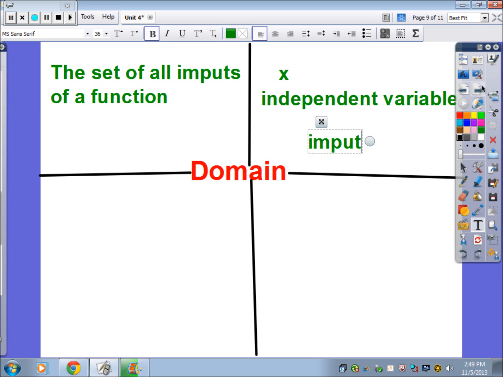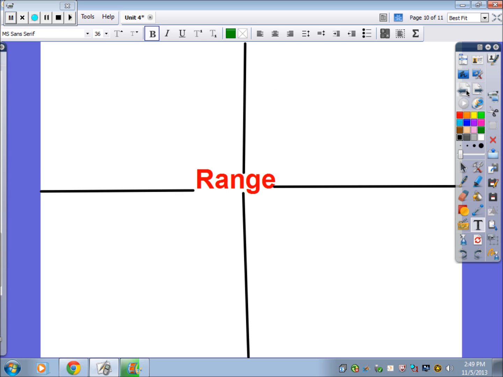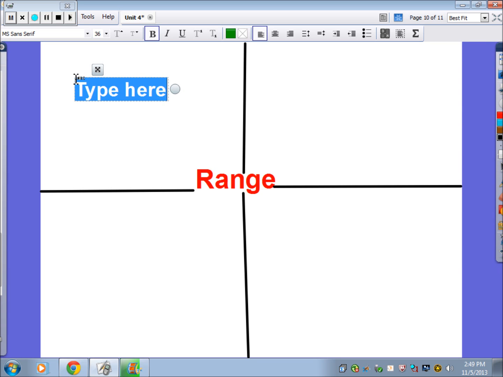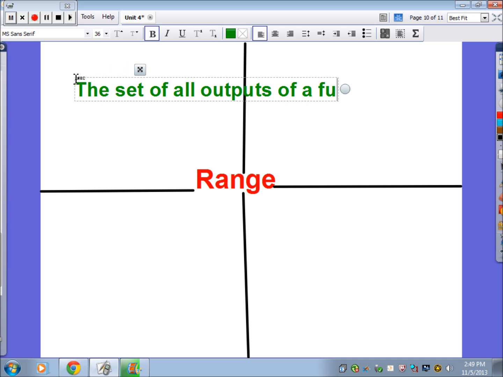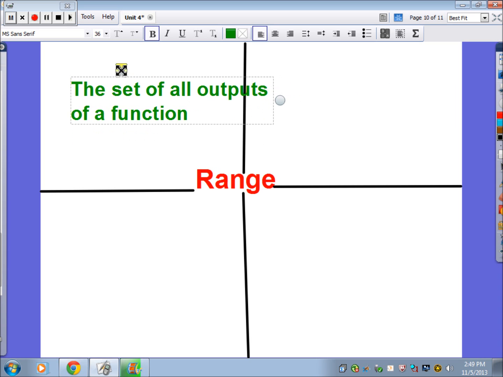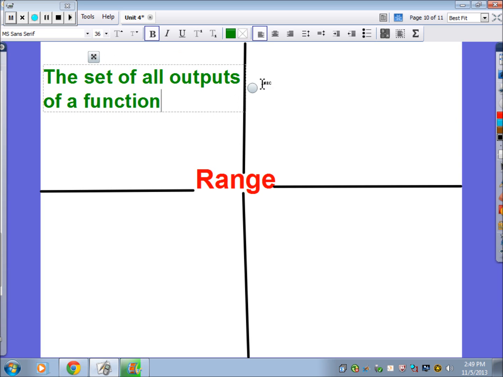Alright, then we're going to move on to range. I know we didn't do the examples or the non-examples, but I want you to hold on and we're going to do something else to get those. So now we're going to go on to range. Range is the set of all outputs of a function. This is different than our range in statistics. Do not get them confused. And this would be our y or our dependent variable.